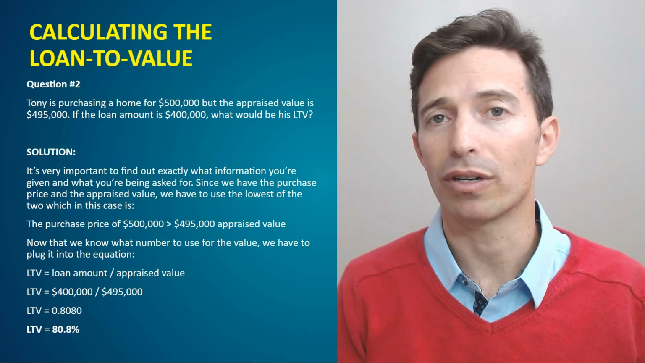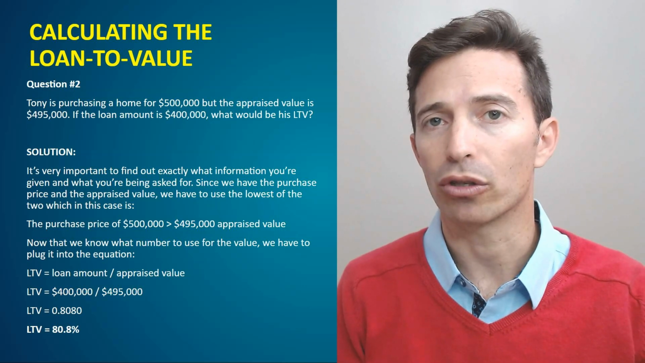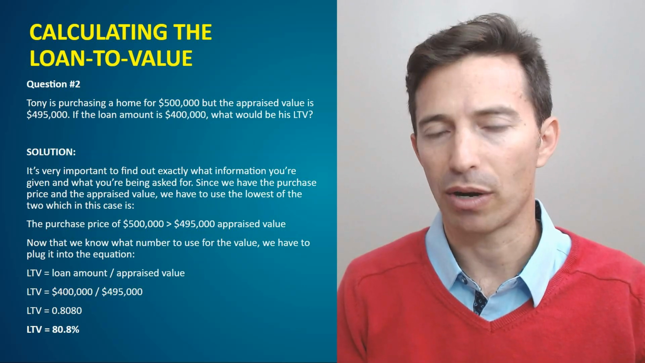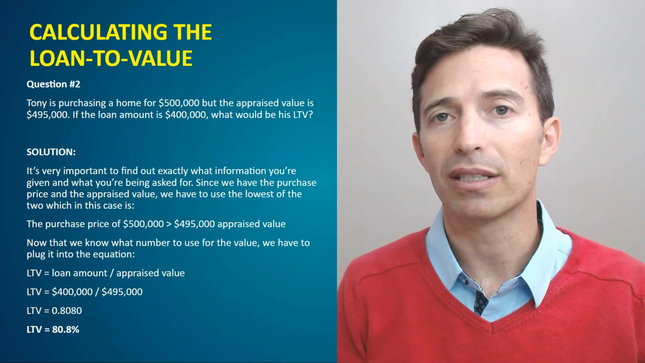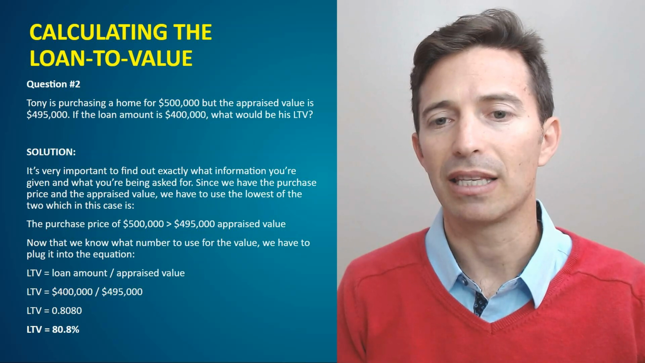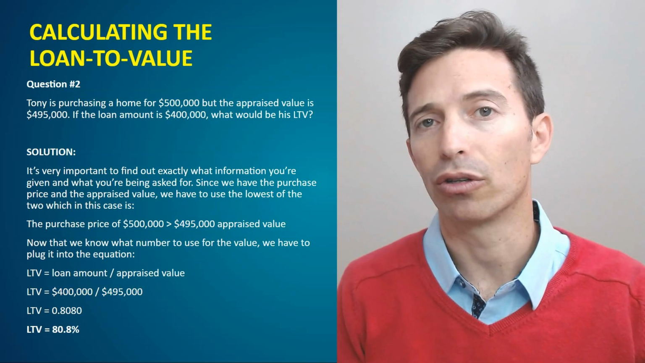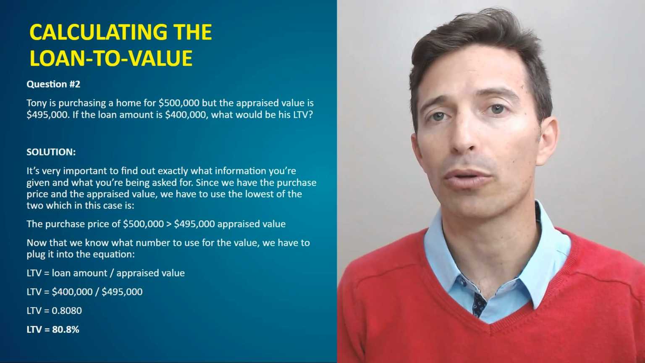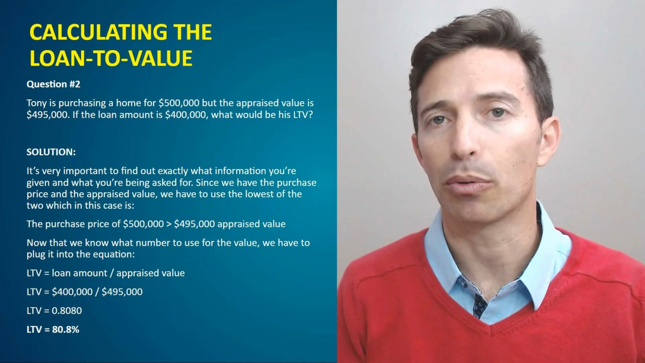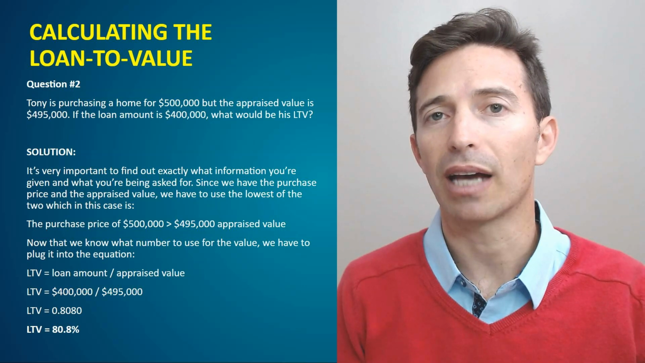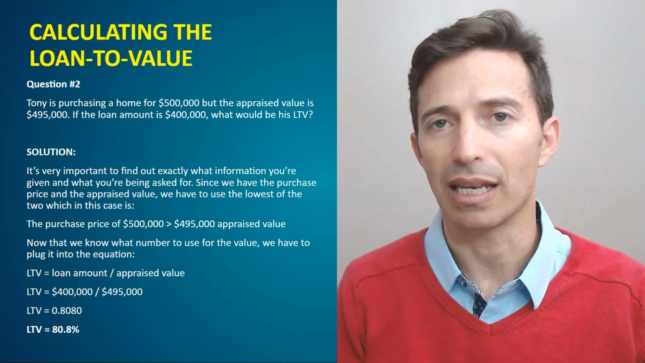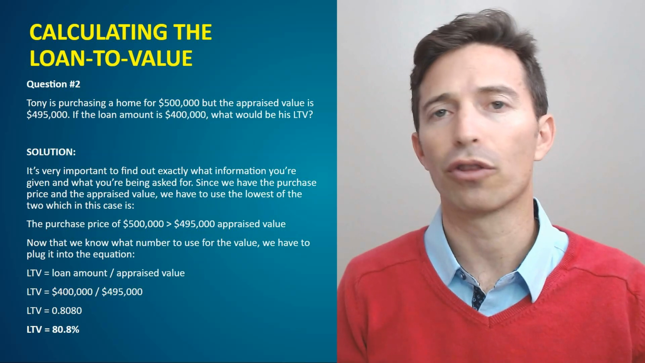So to calculate the LTV, we're going to use the same equation, loan amount divided by the appraised value. Now, we're going to replace the values by simply replacing the loan amount with $400,000 and the appraised value with $495,000. And we're going to see that the LTV equals 0.8080. And we're going to convert that to a percentage, so it's actually going to be 80%. So now that we did the calculation, we know that Tony's LTV is 80%. And that would be the solution for this problem.